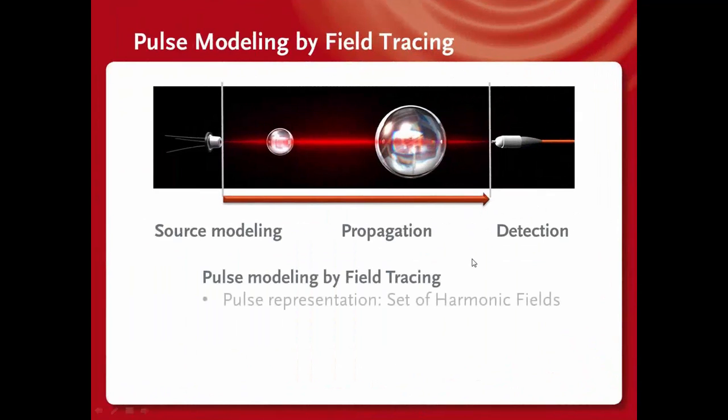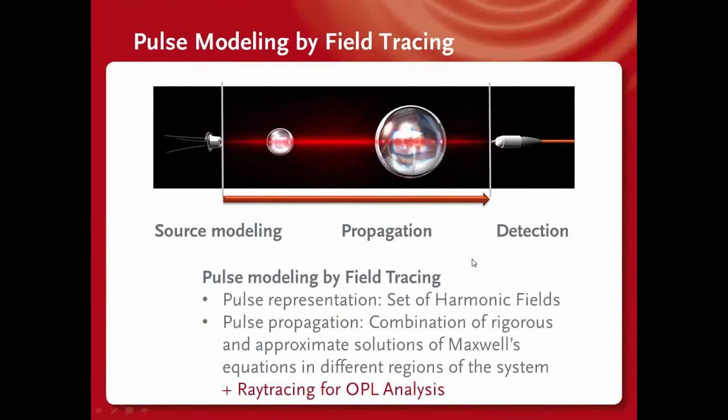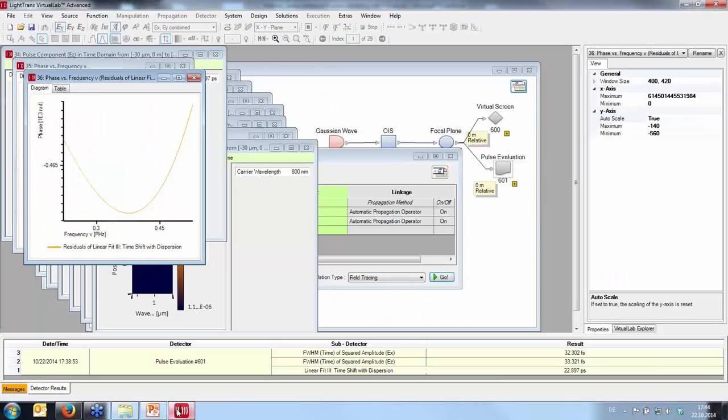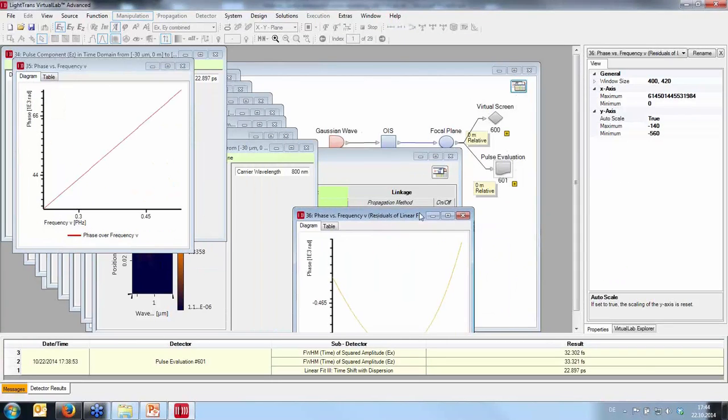So that means that field tracing is not only the representation by harmonic fields and the pulse propagation by rigorous or approximated solutions of Maxwell's equations, but it also includes the ray tracing for the optical path length analysis to reduce dramatically the numerical effort we have. So let's come back to our pulse focusing example.